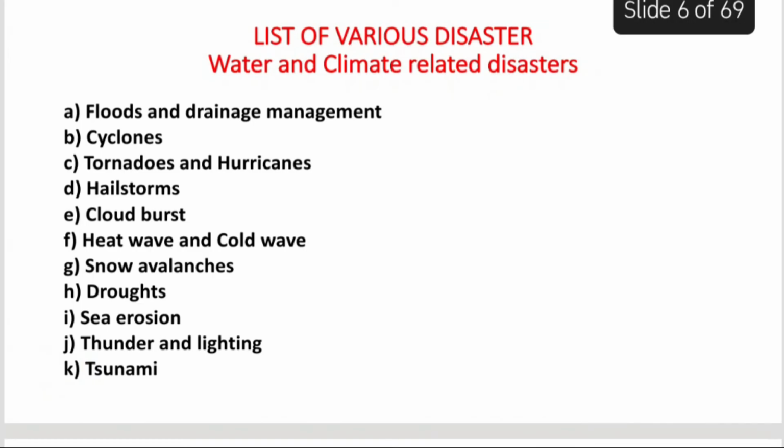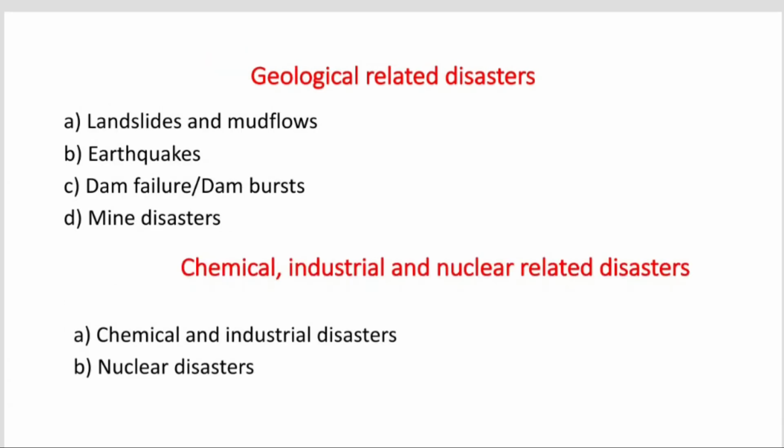Now let us discuss the list of various disasters. First is water and climate related disasters. It includes floods and drainage management, cyclones, tornadoes and hurricanes, hailstorms, cloudbursts, heat waves and cold waves, snow avalanches, droughts, sea erosion, thunder and lightning, and also the tsunami. Next in the list comes geological related disasters. It includes landslides and mud flows, earthquakes, dam failure or dam burst, and mine disasters.